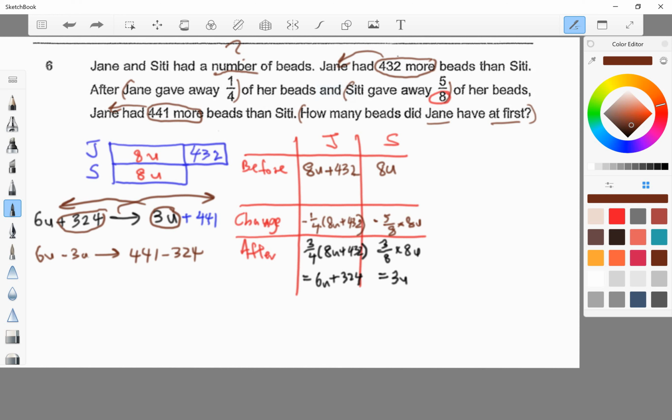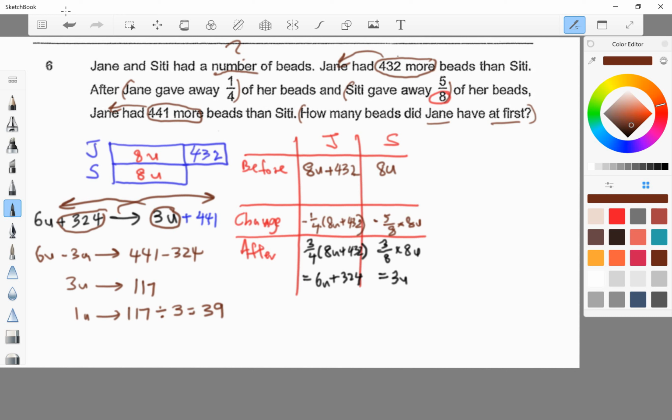So after that, my next step will be 3 units. And what will be 3 units? Is 441 minus 324. 3 units will be 117. And the next step will be 1 unit, 117 divided by 3. Again, we got to use the calculator, so do not try to do mental sums. 1 unit will be 39. And now, what does the question want? How many bits did Jane have at first?